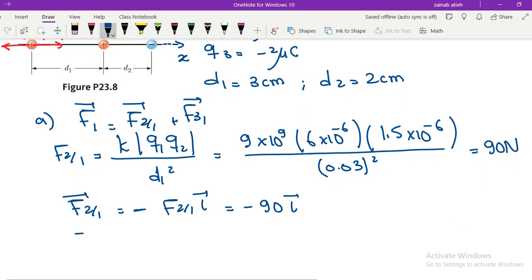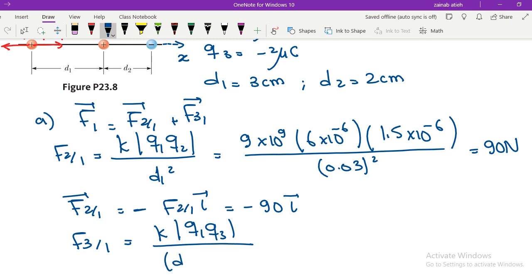So F3 on 1, I first find the magnitude. It's K absolute Q1, Q3 over the distance between them, which is D1 plus D2 squared. Remember, it's the distance separating 1 and 3, because I'm finding the force exerted by 3 on 1. So the distance between 1 and 3 is D1 plus D2.